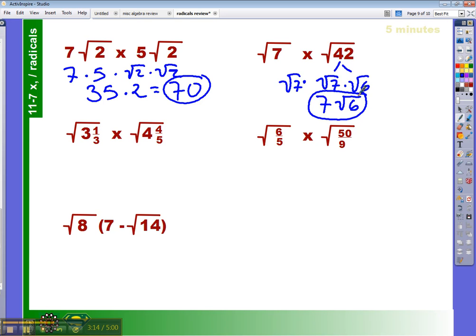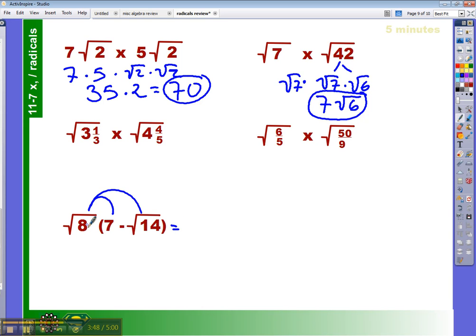The next problem that we're going to take a look at is this one right down here. And we'll leave the fractions for the next video. We have the square root of 8, and we're multiplying it to this binomial. Now, you cannot subtract the square root of 14 from 7 because they are different. It's like trying to subtract x's and y's. You can't do it. So we're going to have to distribute the square root of 8 to both terms.